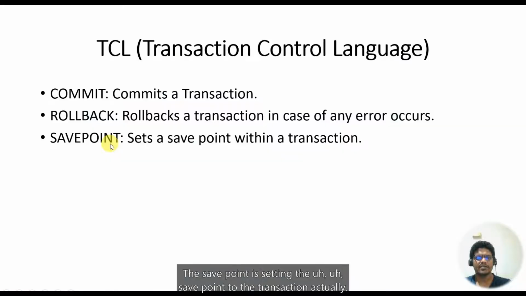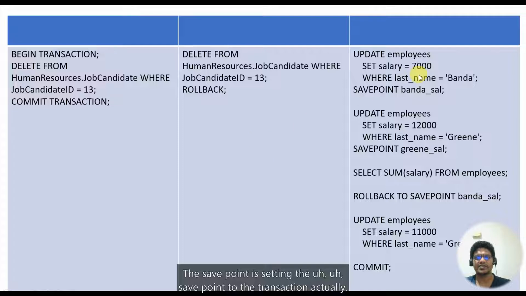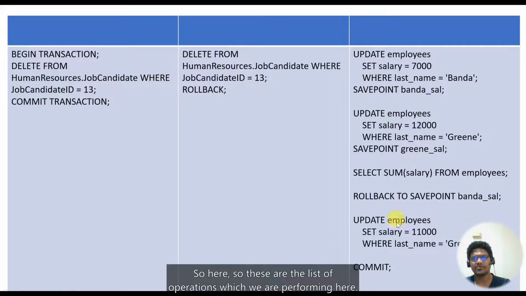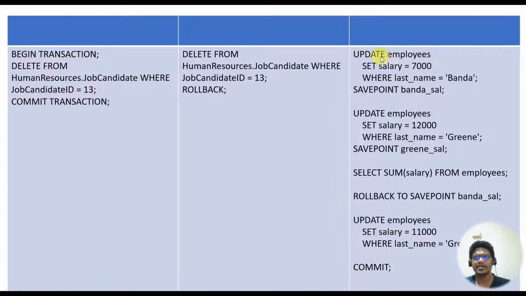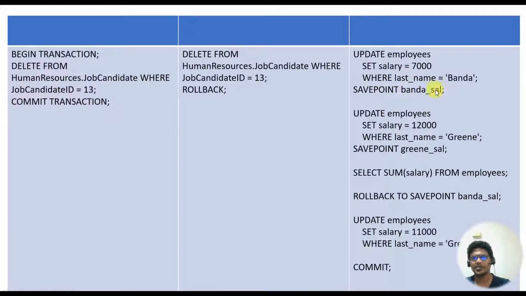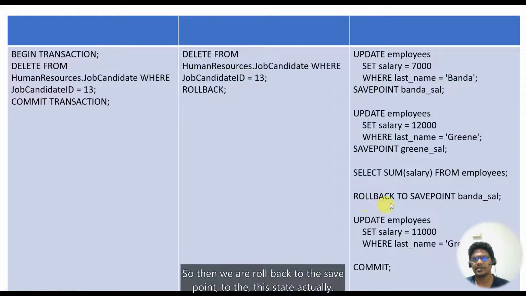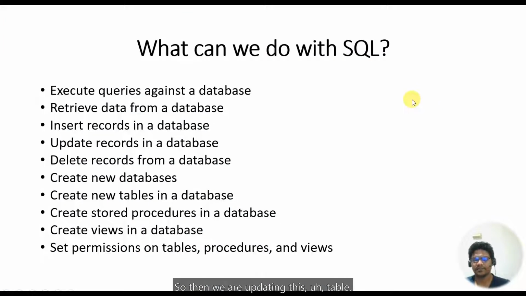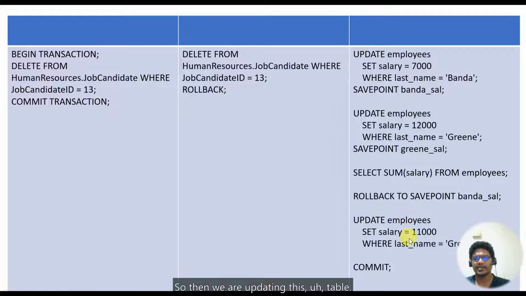Next is the savepoint. The savepoint is used for setting a save point within the transaction. Here is the list of operations which we perform. Once the first update operation is executed, the save point is set to this level. Then the next update statement is executed, and the save point is set to this level, summing the salary from the employee table. Then we roll back to the save point, to this state, and then we update this table. Basically, this is the syntax for rollback.